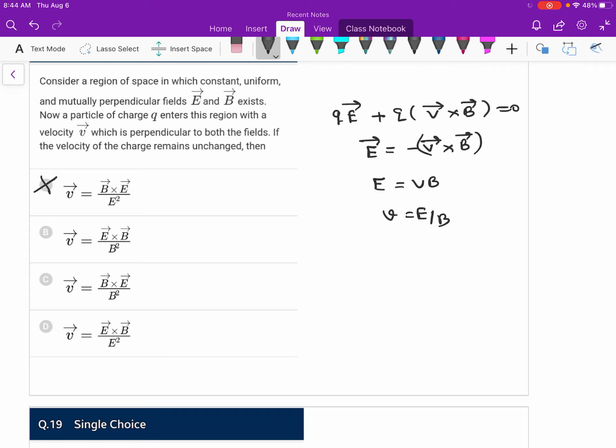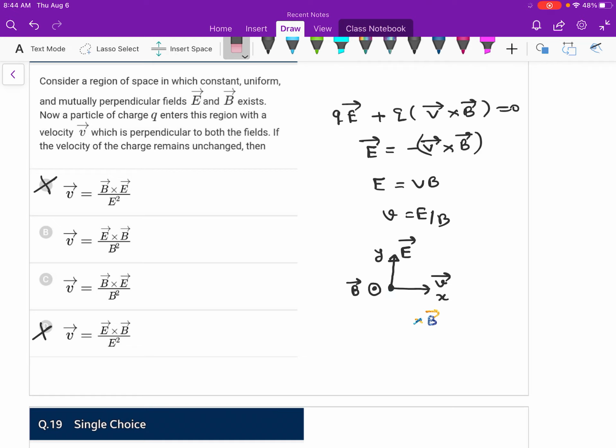E cross B upon B, this is E by B. B cross E upon B, this is also E by B. And E cross B upon E, this is B by E. So let's leave this. Now out of B and C options we need to check. So let's take a situation. Suppose velocity is in X direction, electric field is in Y direction, and V cross B, magnetic field, is in Z direction. So V cross B is coming downward. Now let's take E cross B and V cross B.